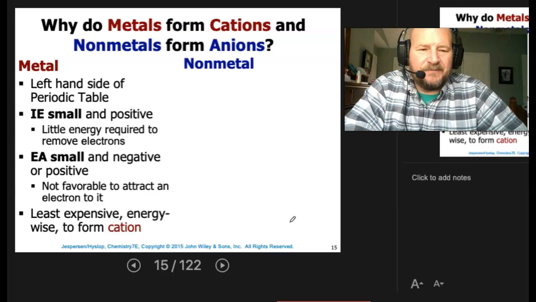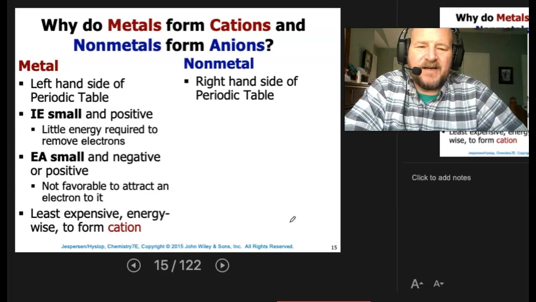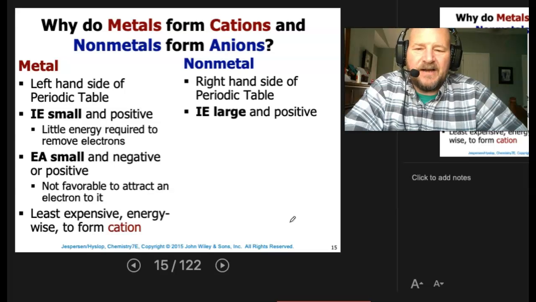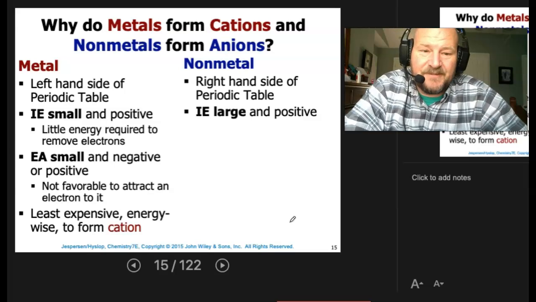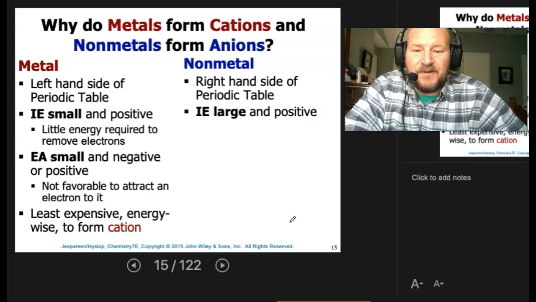How about for the nonmetal? Obviously, we're on the right-hand side of the periodic table. We now see that our ionization energy is large and positive. Okay. In other words, it's difficult to remove an electron. They don't like to lose their electrons.